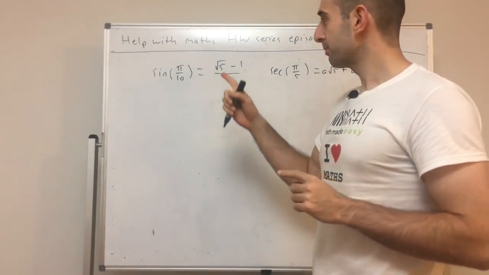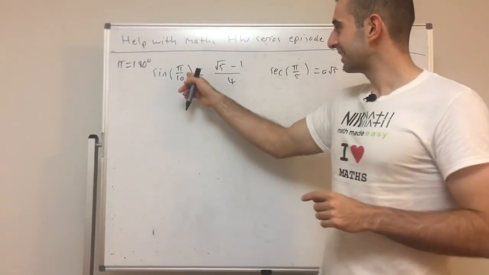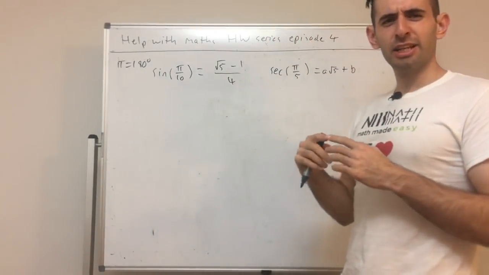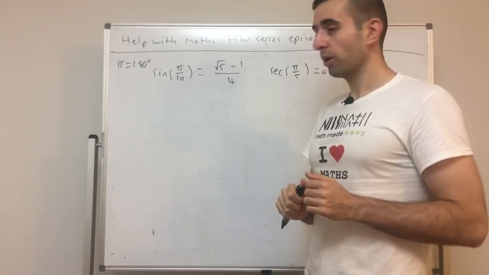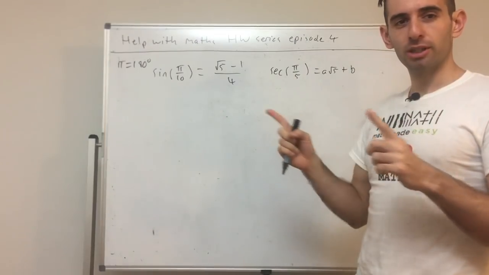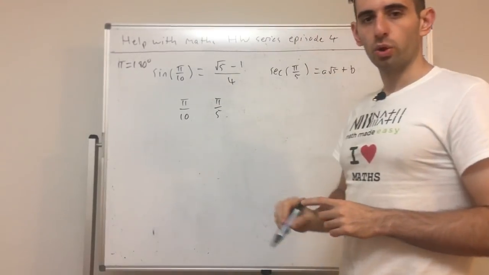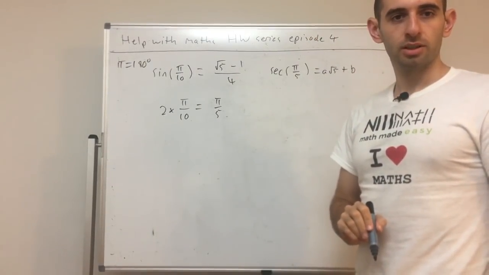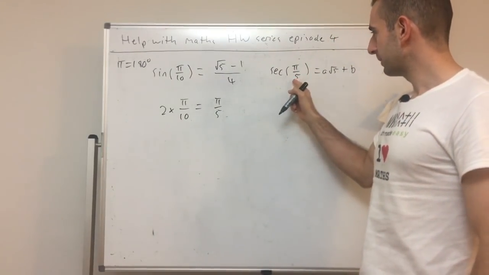So if you haven't done radians, I'll just make a note. Pi equals 180 degrees. So that means this is 18 degrees, this is 36 degrees. But we don't really need that. You didn't even really need to know what pi is, because you can notice, alright, so I'm told sine pi on 10 equals that. I want to find sec pi on 5. So you've got to think, what's the relation between pi on 10 and pi on 5? Well, you can see that this is twice that. So 2 times pi on 10 equals pi on 5. And then we want to find sec pi on 5.